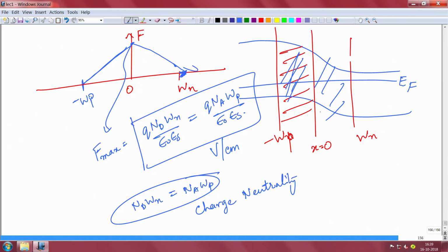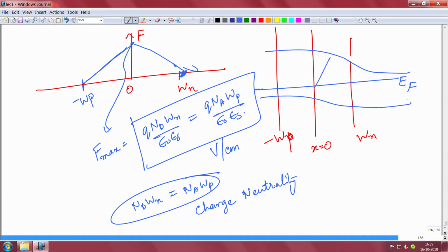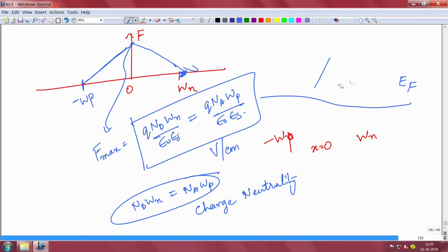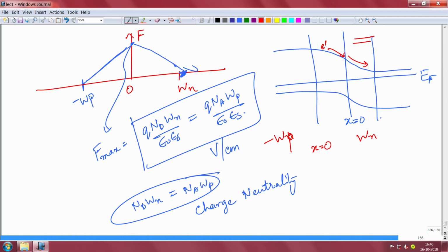Okay. So, if you recall, let me draw it again here, since I have shifted the diagram. This is the Fermi level, and this is your conduction band and your valence band. This is your x equal to 0 point, this is your n side, this is your p side. I told you that an electron will roll to this side, so the field is in the negative x direction.